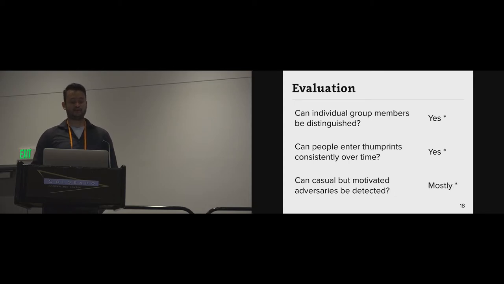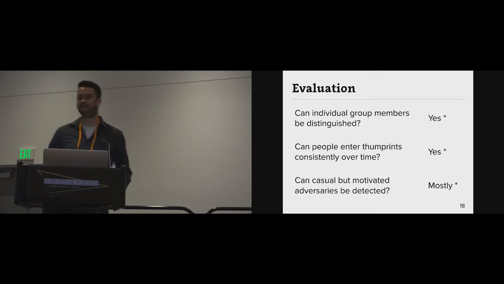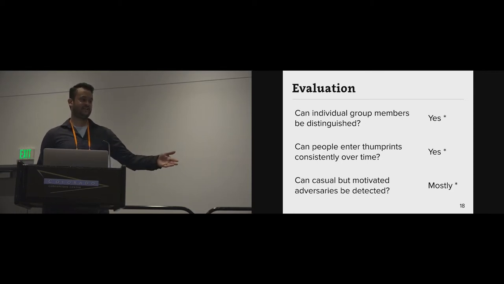And then can casual but motivated adversaries be detected? And the answer appears to be mostly. It's not perfect security, of course, but a lot of these adversaries were given basically every advantage that a casual adversary could have, including 10 attempts to replicate the thumbprint.